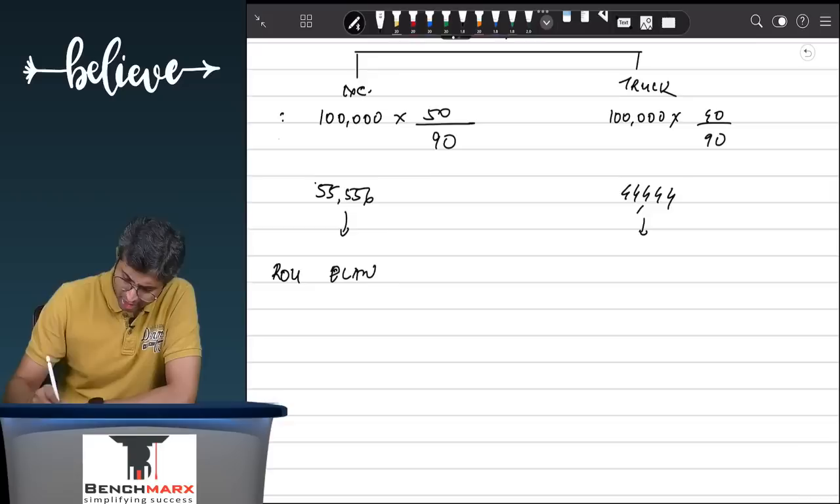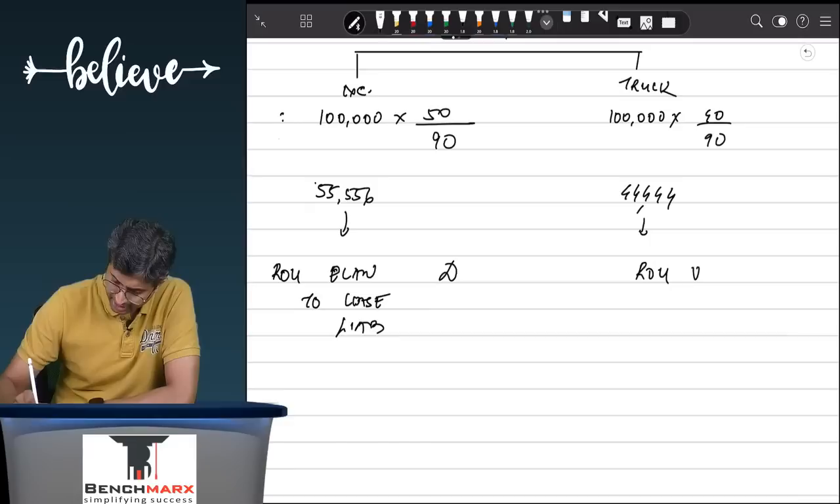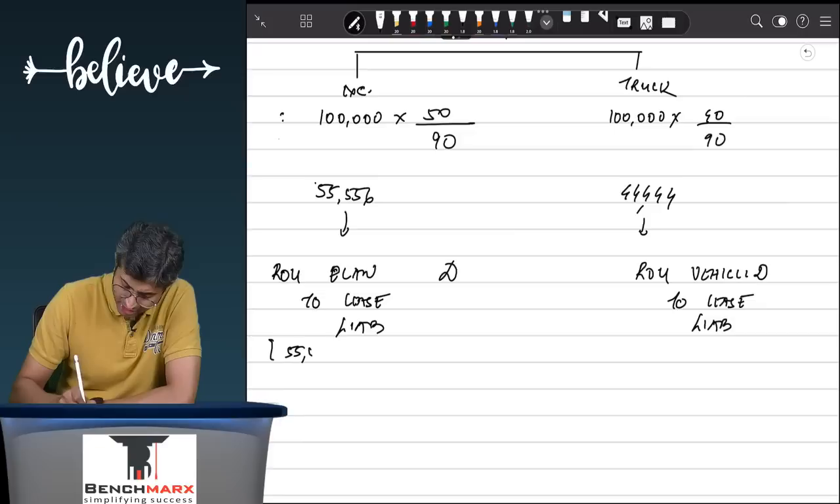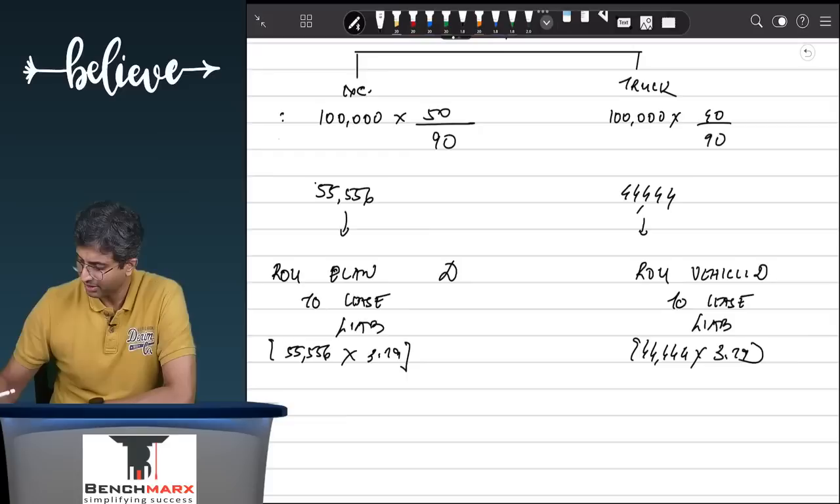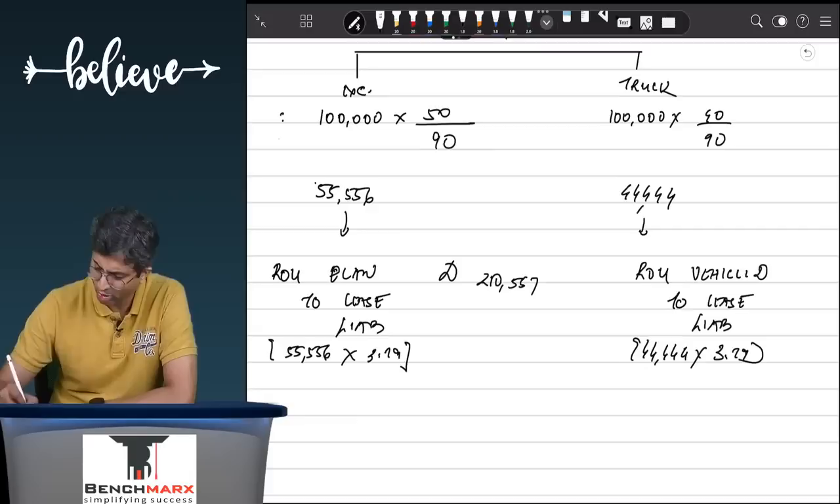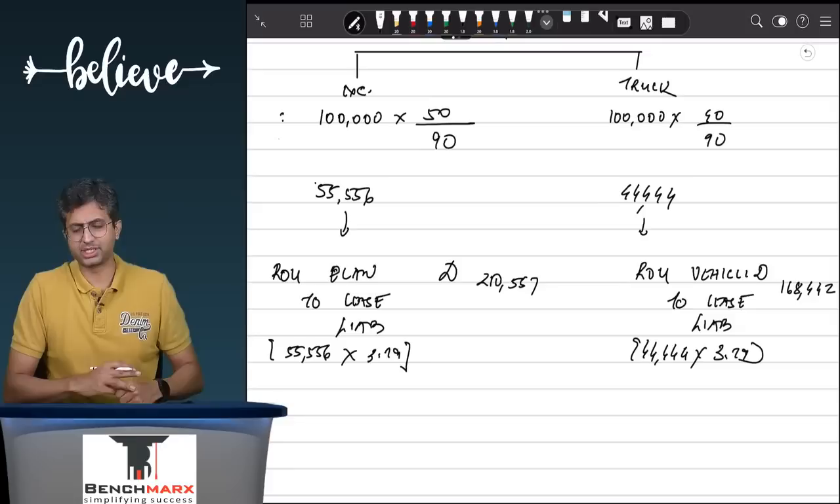This will be higher, definitely. And the ROU vehicle account debit to the lease liability for the vehicle, which will be this time around 55,556 into 3.79. This will be 44,444 into 3.79. So 55,556 into 3.79 will come to around 2,10,557, and your lease liability will be 44,444 into 3.79, which will come to around 1,68,442.